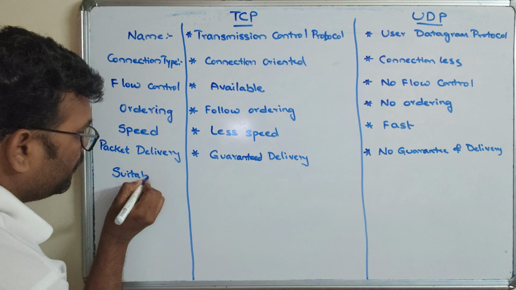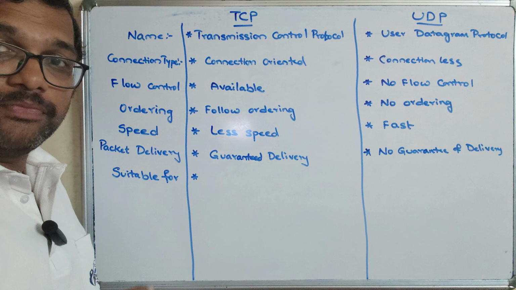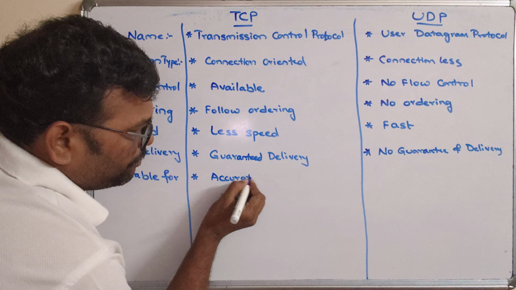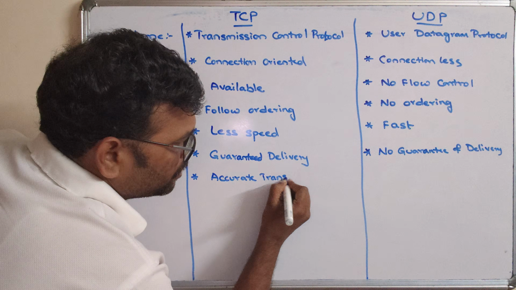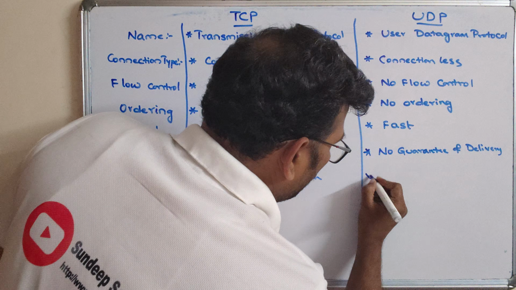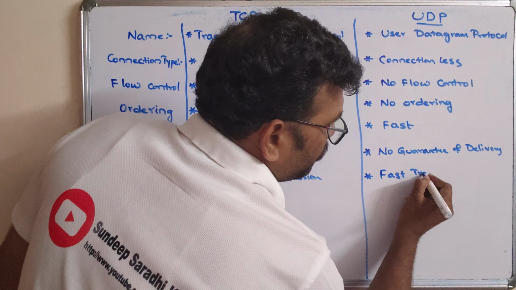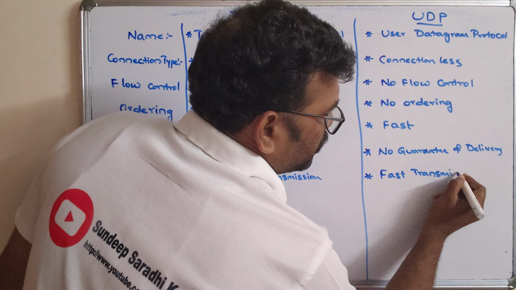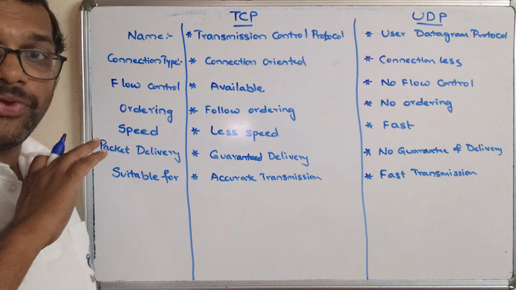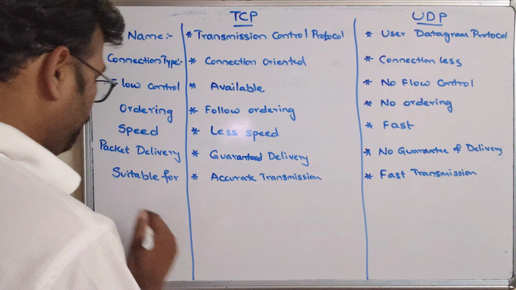Next, suitable for. For which purposes will it be suitable? Whenever you need accurate transmission, without any error, more accuracy, use TCP. But here it is not accurate, but it is fast transmission. If you want to send the data in a very fast mode, and you're not bothered about the guarantee of delivery, you can use UDP.